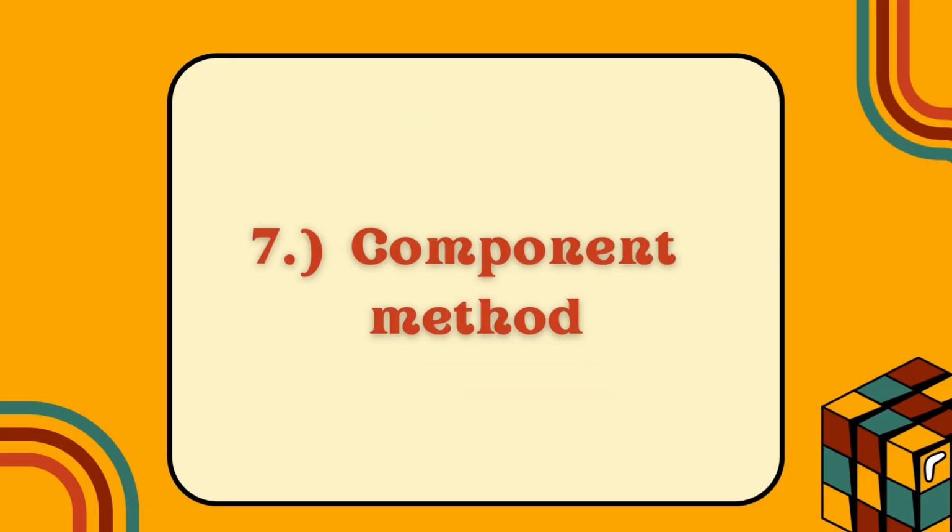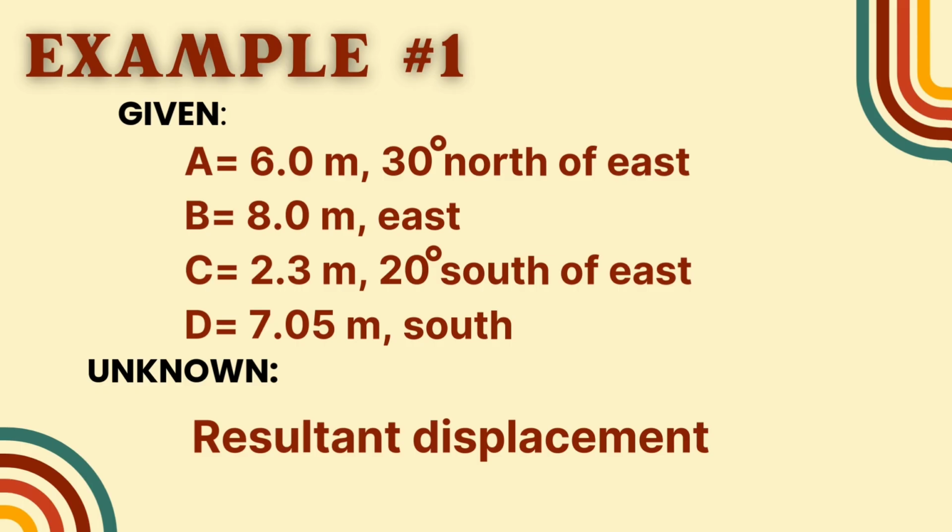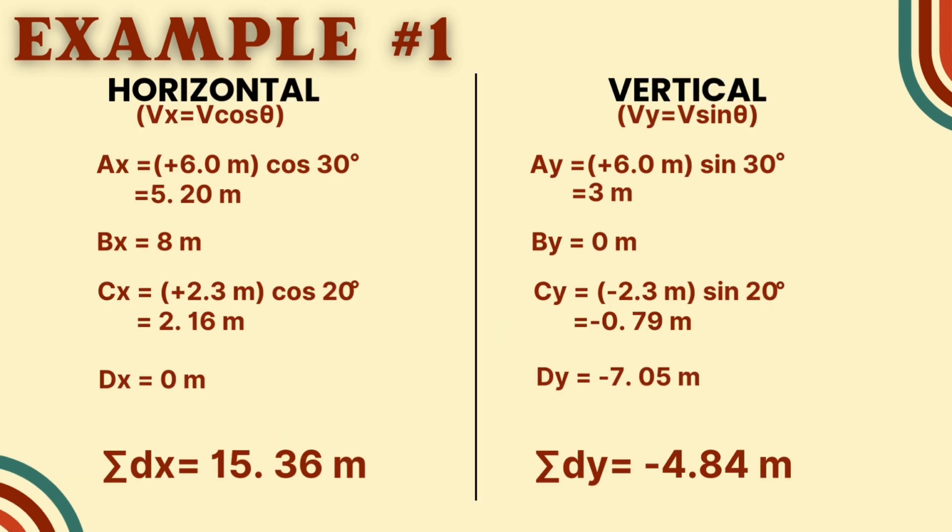For our last topic is the component method. For our first example, our givens are A is equal to 6.0 meter 30 degrees north of east, B is equal to 8.0 meter east, C is equal to 2.3 meter 20 degrees south of east, and D is equal to 7.05 meters south. For our horizontal, Vx is equal to V cos theta, and vertical, Vy is equal to V sin theta.